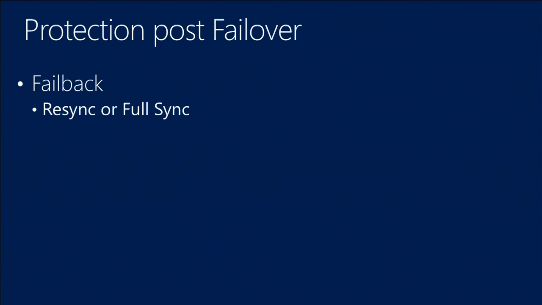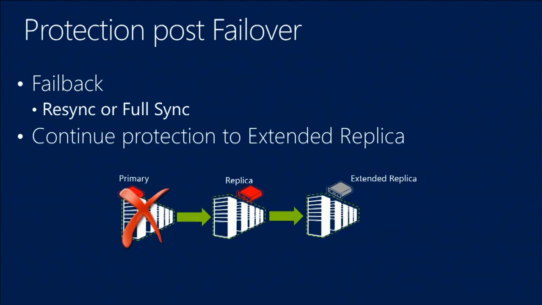A new option that we talked about earlier was the ability to have replication from A to B to C. You can use this to mitigate the situation where you want to continue protection, let's say from B to C, after a failover on A. So let me just show you that.